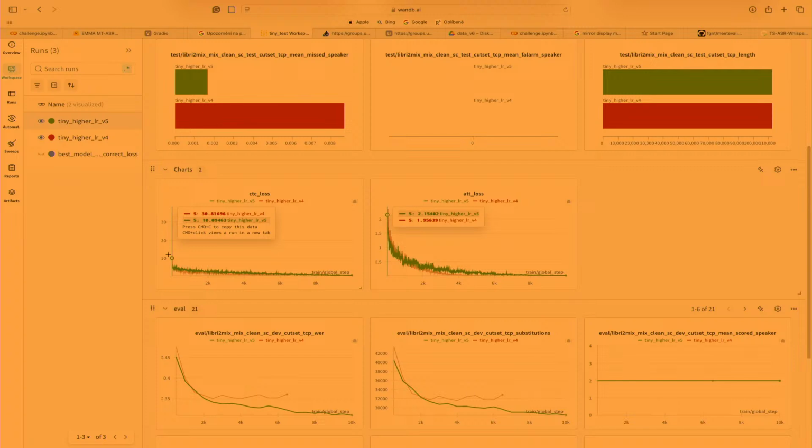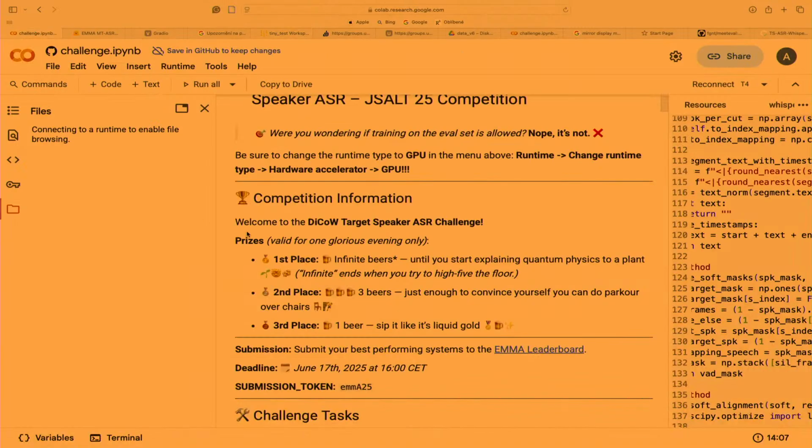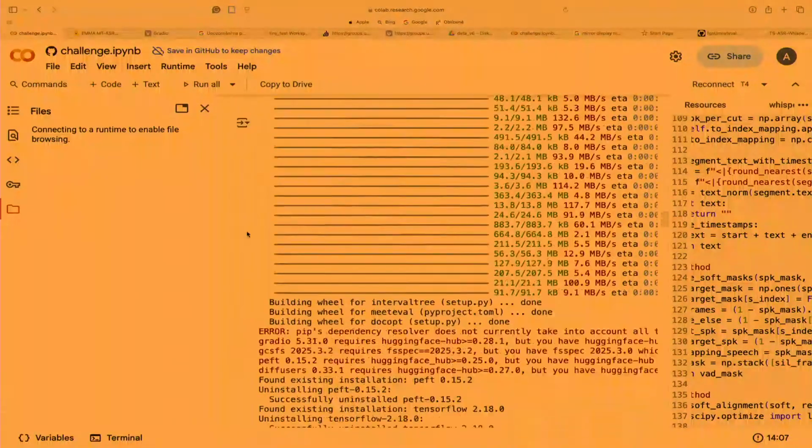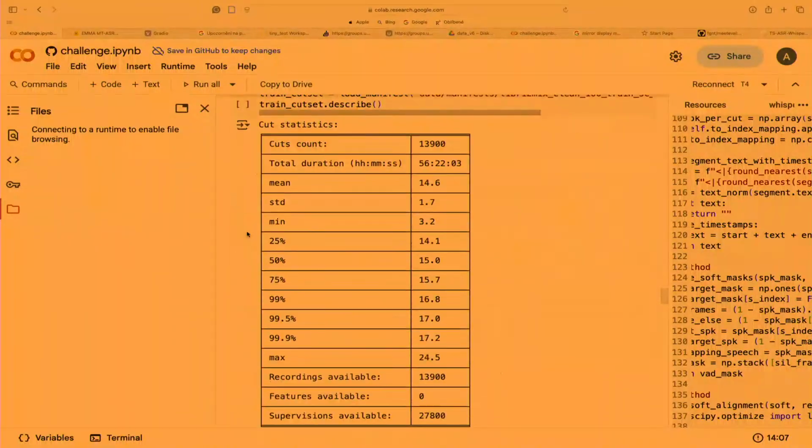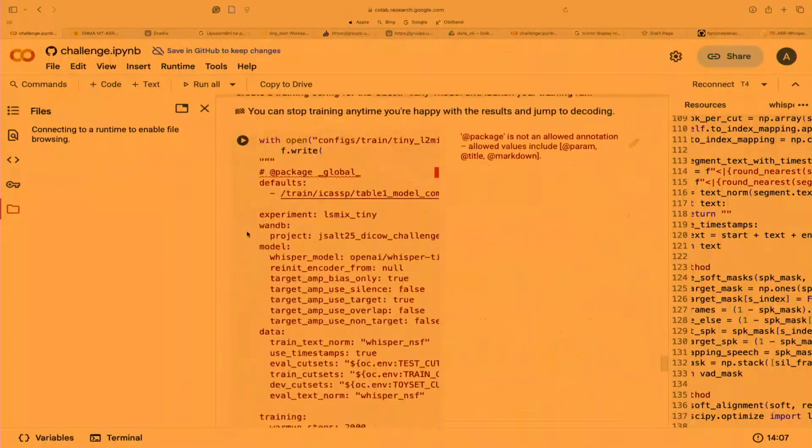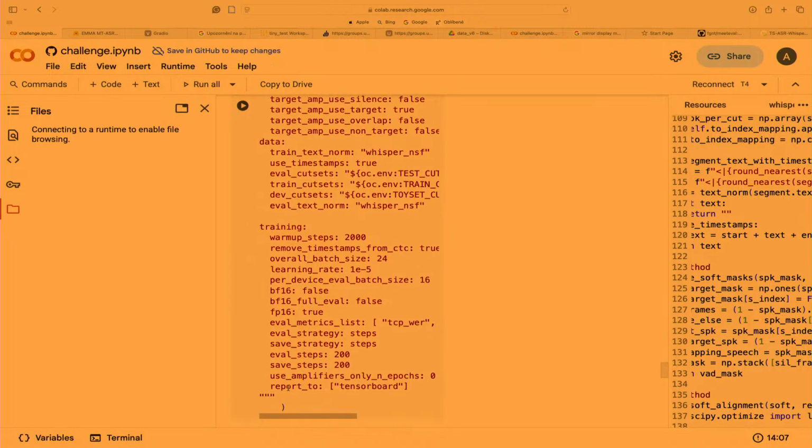So did you set up the weights and biases? Then it asked you for the token. One thing that you need to change to log into weights and biases is here in the config: you should change these reports from TensorBoard to weights and biases, like W-A-N-D-B. Afterwards, it will prompt you for your token, so then it will start logging there.